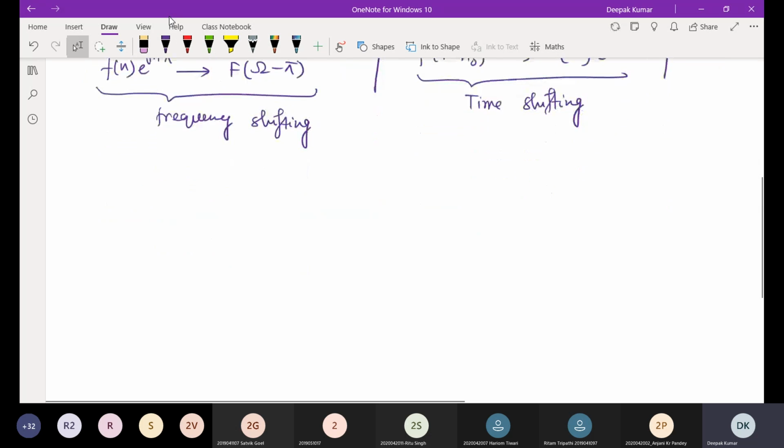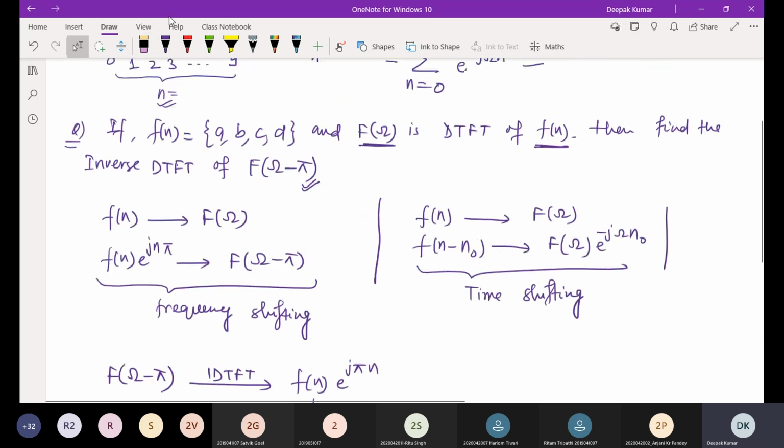Here, in this question there is use of the frequency shifting property. So you will apply it. What will be the inverse Fourier transform of f of omega minus pi? The inverse Fourier transform, IDTFT, of this sequence will be f of n e to the power j pi n, and accordingly you have f of n given in this question. If an arrow below any sample is not given, it means by default it is assumed that the first sample is at the origin.